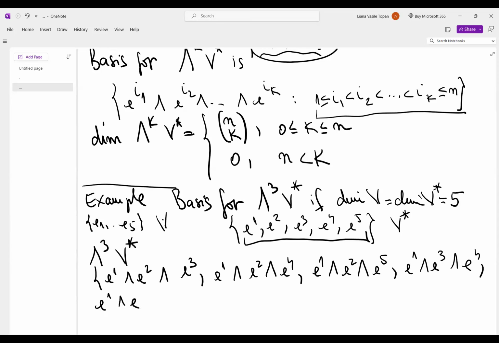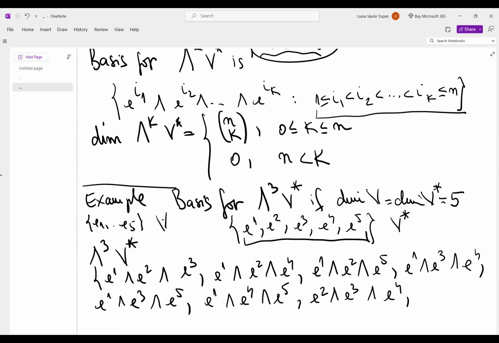E1, wedge E3, wedge E5, right? E1, wedge E4, wedge E5. We finish with E1 on the first position. Then E2, wedge E3, wedge E4.